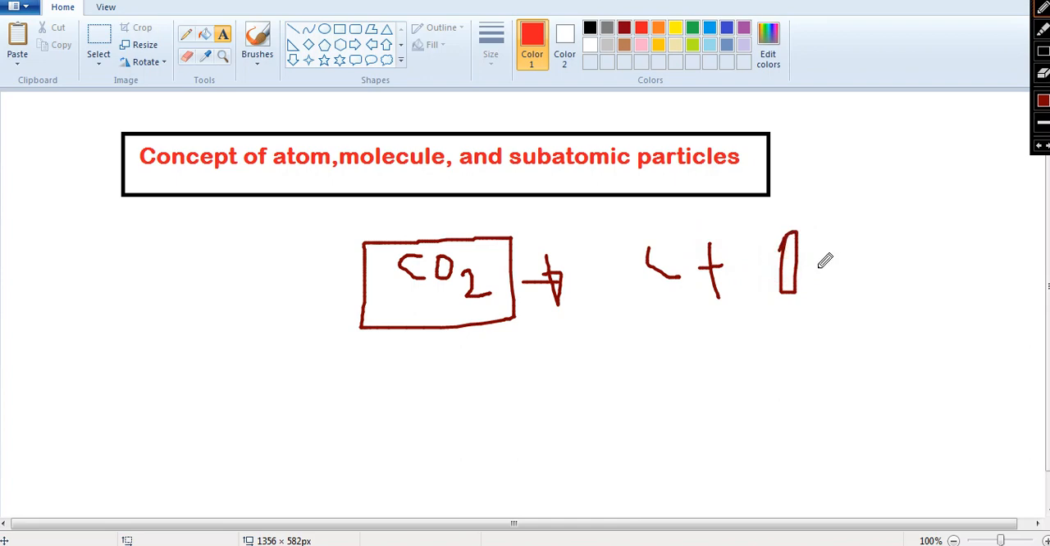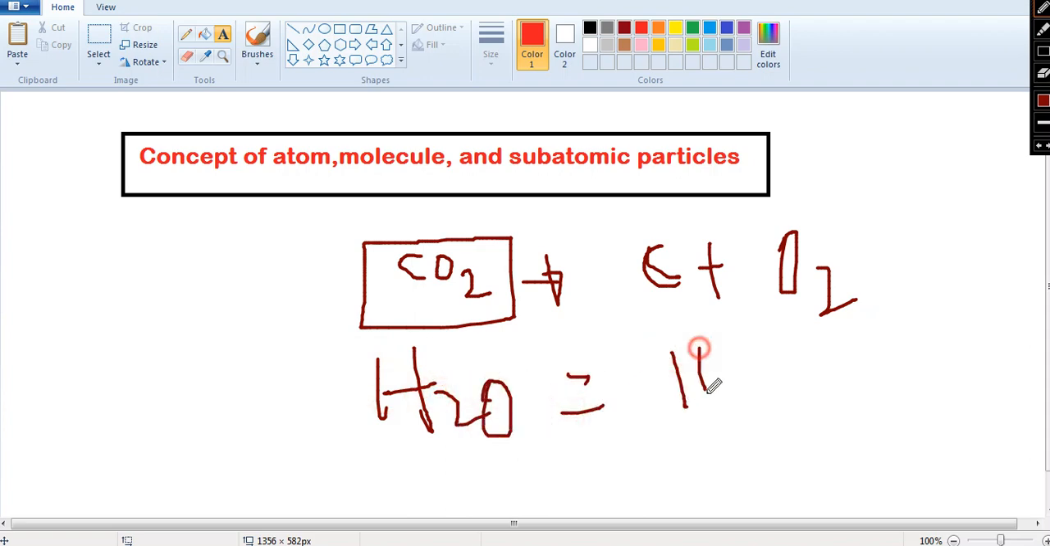It can be split into carbon and oxygen. For say, there is a reaction where from carbon dioxide we get carbon and oxygen. For simplicity, I would take another example. Suppose I am splitting water, electrolysis of water, that would give you H2 plus O2, right?